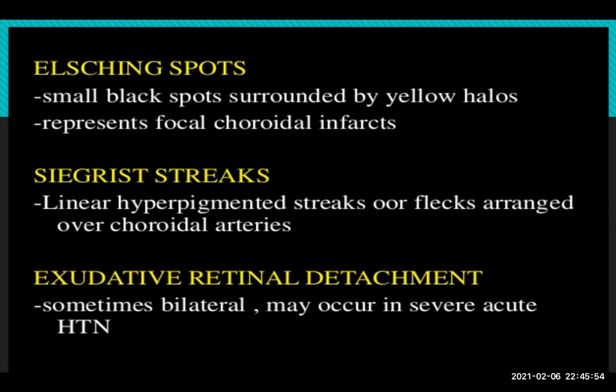Sometimes this may happen bilaterally and may occur in severe acute hypertensive retinopathy. I have seen a picture like this in severe cases of preeclampsia in pregnant women. So it's very common in such cases, and also in the severe forms of autoimmune choroiditis, which may lead to severe exudation with retinal elevation, but there is no tear in the retina, and there is no traction on the retina, so it's exudative retinal detachment.